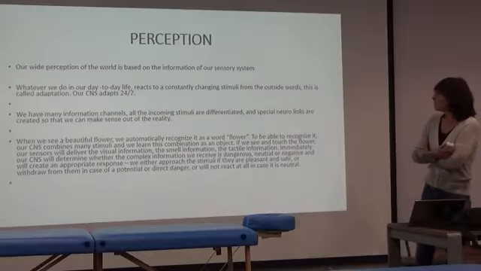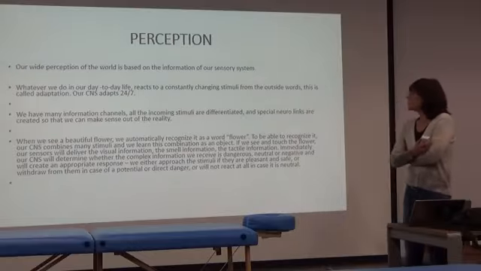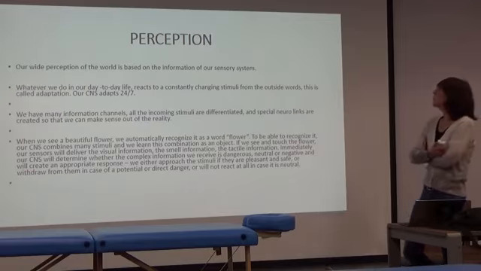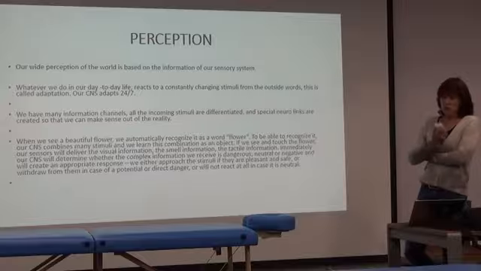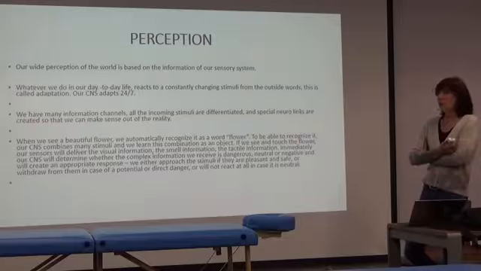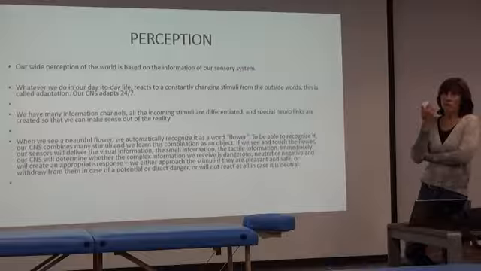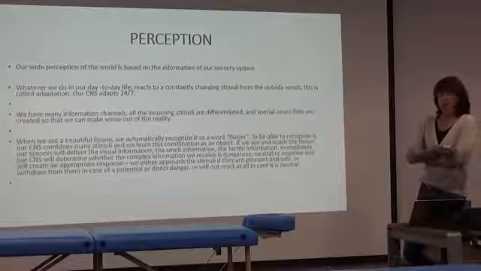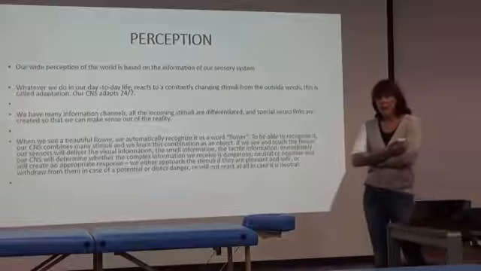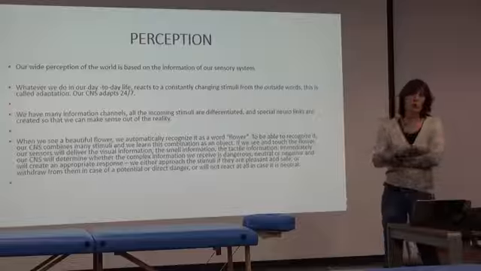Now, perception. Our perception of the world is based, of course, on the information of our sensory system. As we said already, the brain does not see. If we get the wrong information, or it's processed in the wrong way, we would respond in a completely different way.